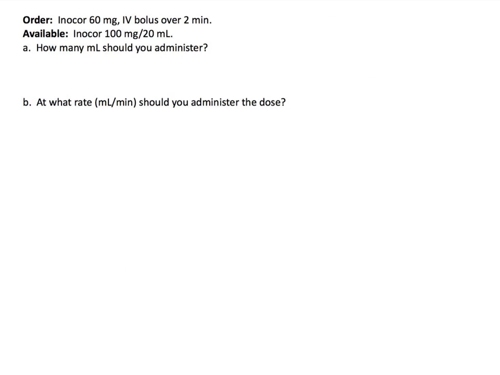In this example, we are administering Enocor 60 milligrams. This is going to be an IV, and it's going to be over 2 minutes. So right off the top, we see that the injection time needs to be administered over 2 minutes. So it's a little bit different than the last problem. What is available to us is this drug at a strength of 100 milligrams for 20 mLs. So similar to the last problem, we know the number of milligrams the patient needs to be receiving, and we want to use the strength to figure out how much we are going to be filling the syringe.